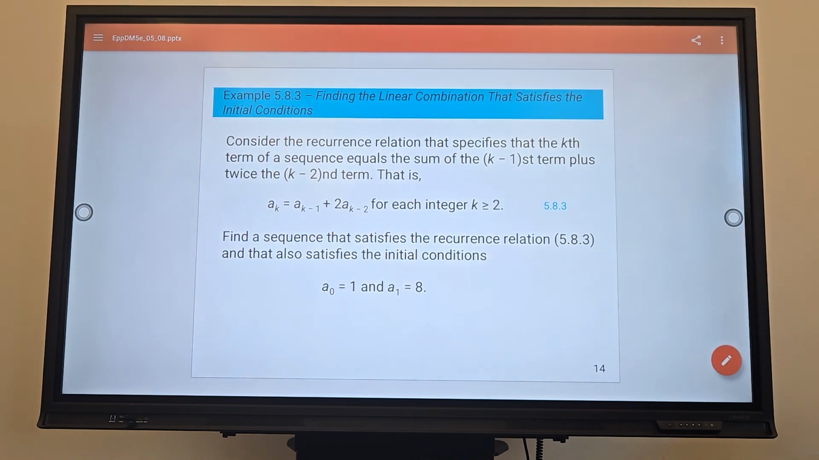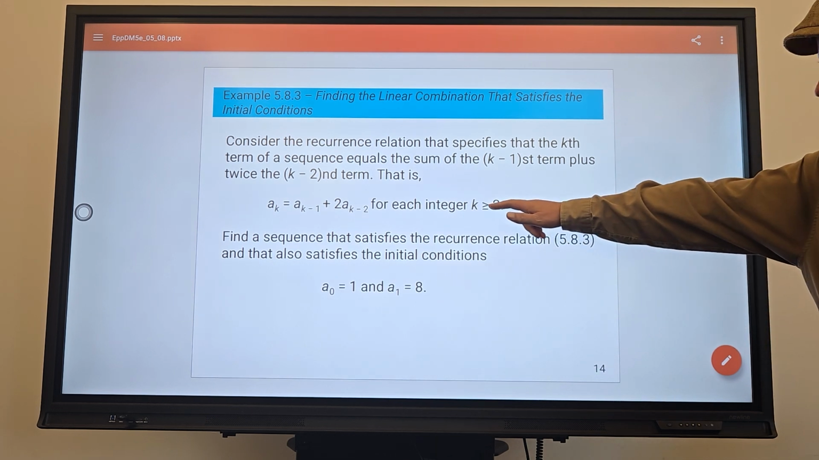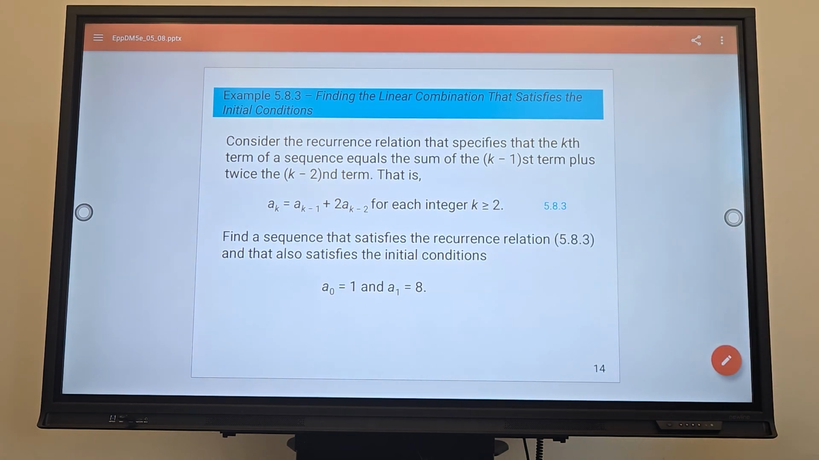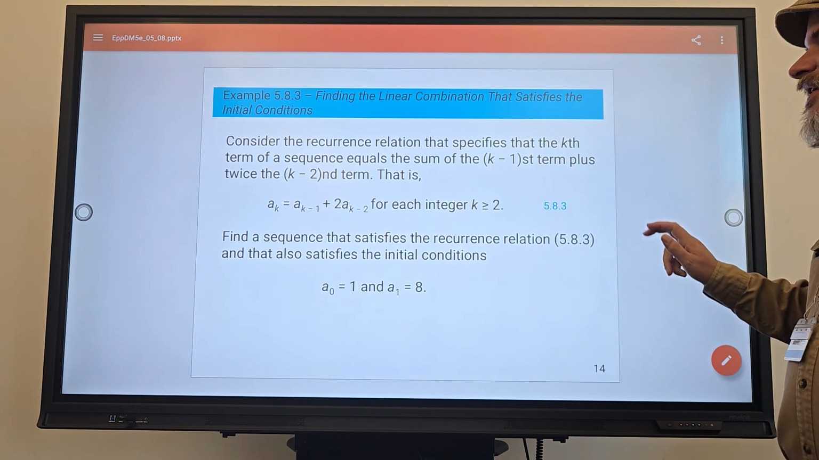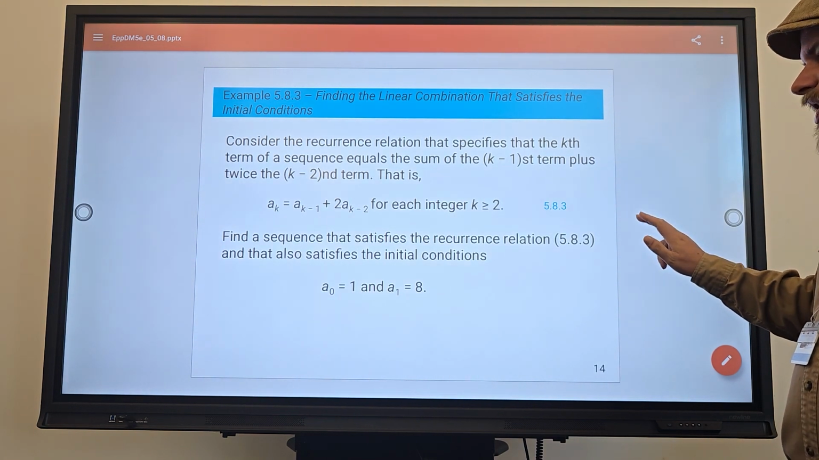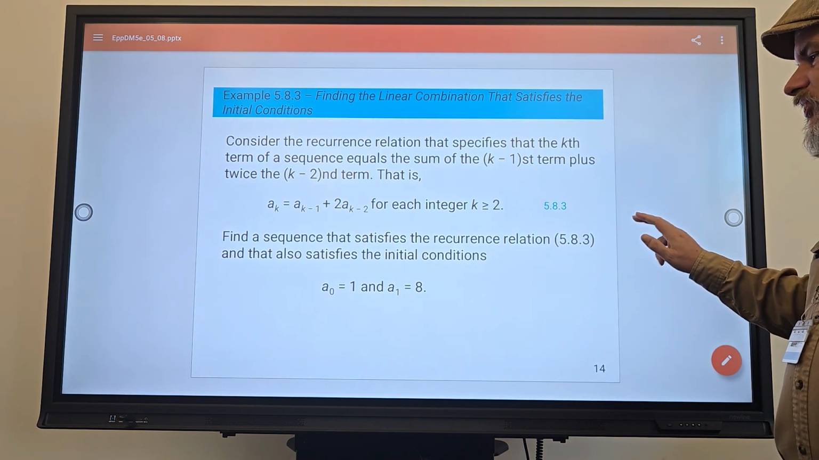So consider the recurrence relation that specifies that the kth term of the sequence equals the sum of the k minus first term plus twice the k minus 2 term. The same as what we looked at just a little bit ago. Find a sequence that satisfies the recurrence relation, and that also satisfies the initial conditions a sub 0 equals 1 and a sub 1 equals 8.